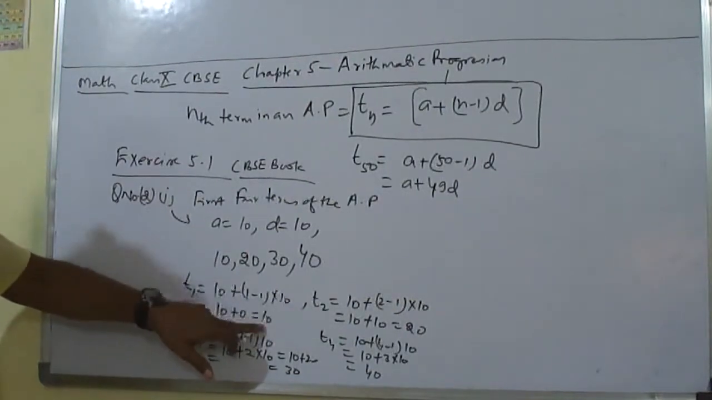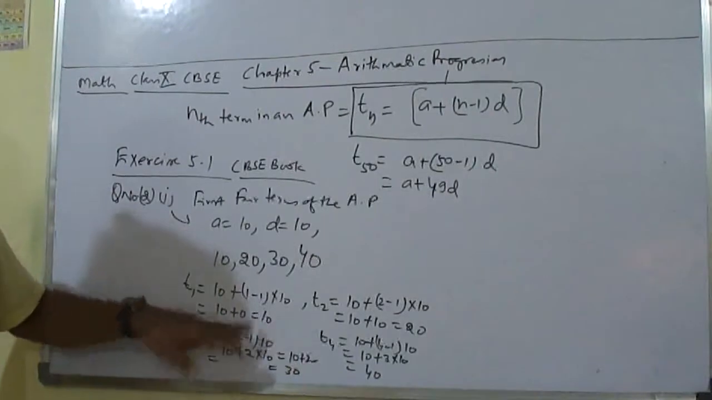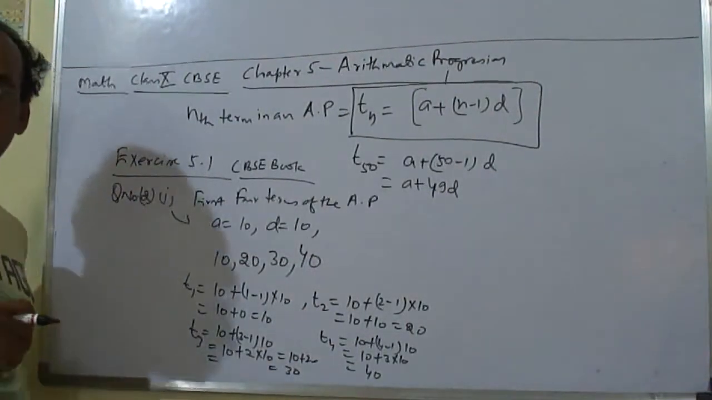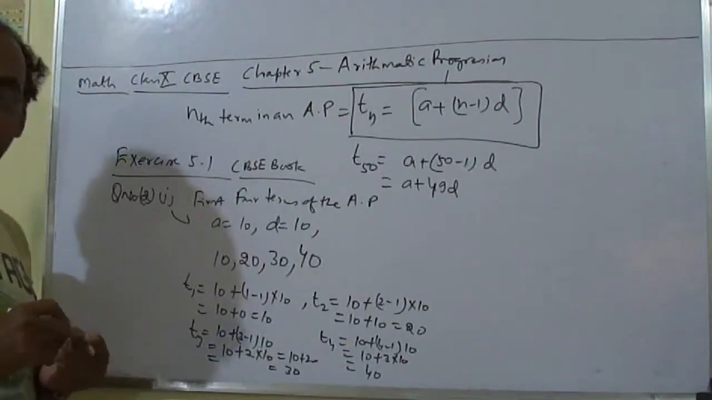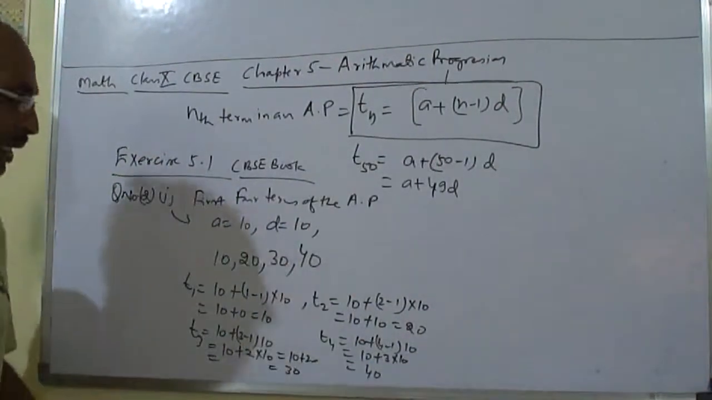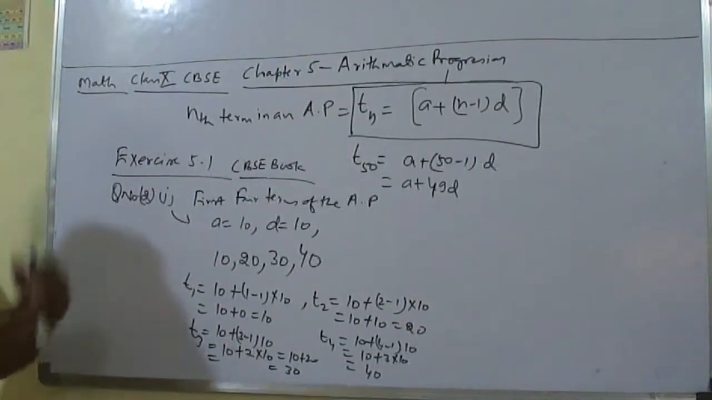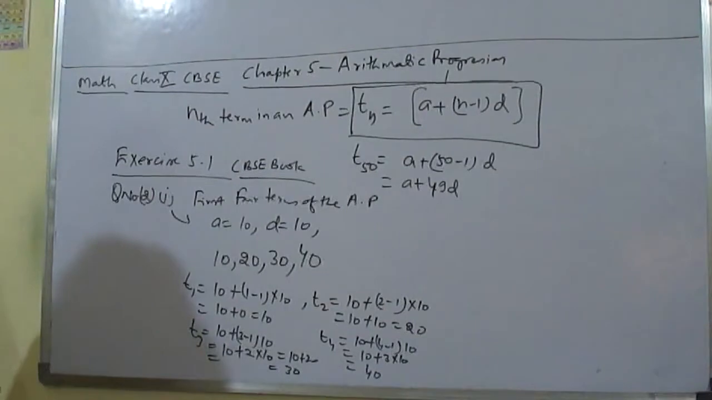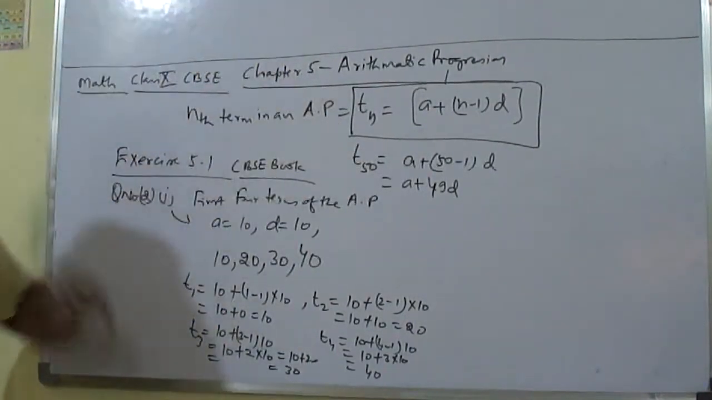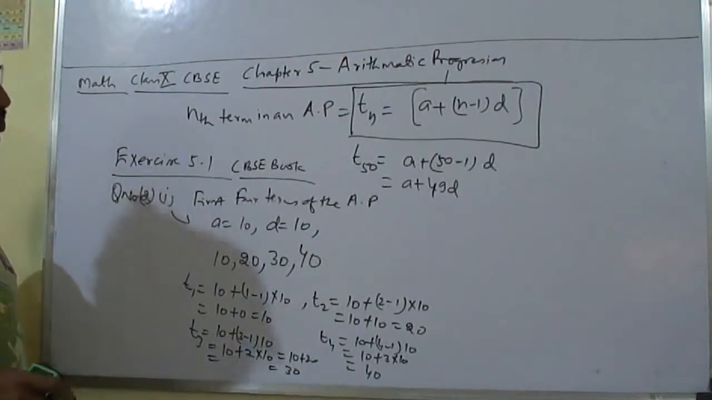First term is 10, second term is 20, third term is 30, fourth term is 40. So you can put the formula also, or you can write A plus D, A plus 2D. That also you can write, that is easy. But this formula is very easy when you need to find any higher terms, when you are asked to find the 50th term.